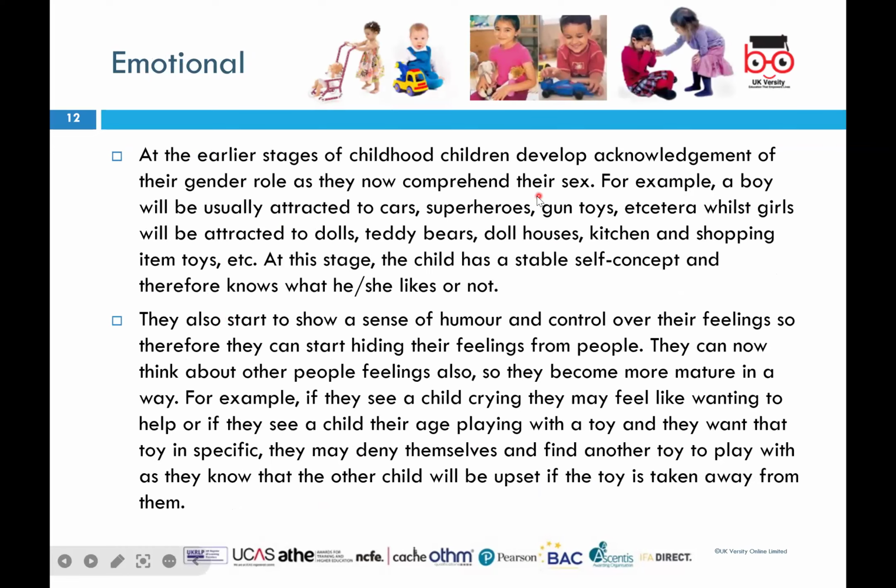Now, emotionally, they can now comprehend their sex. For example, a boy will usually be attracted to superheroes, to boy toys, and to guns. And the girl, in contrast, will play with dolls, teddy bears, etc. So that's how they're differentiated in terms of their likes and preferences. They also start to show a sense of humor, and they're very social still, most of them.